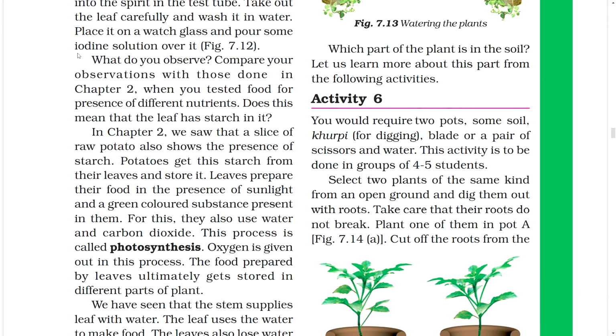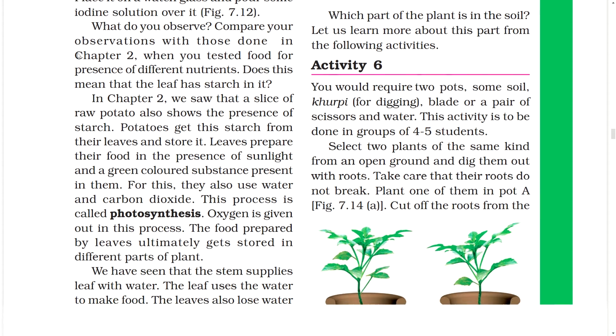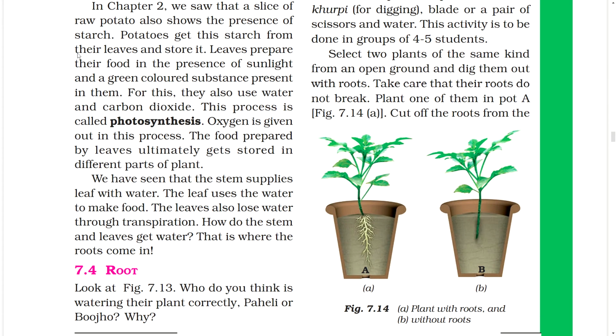Activity 6. Do this. You would require 2 pots, some soil, a khurpi for digging, a blade or a pair of scissors and water. This activity is to be done in a group of 4 to 5 students. Select 2 plants of the same kind from an open ground and dig them out with roots. Take care that their roots do not break.